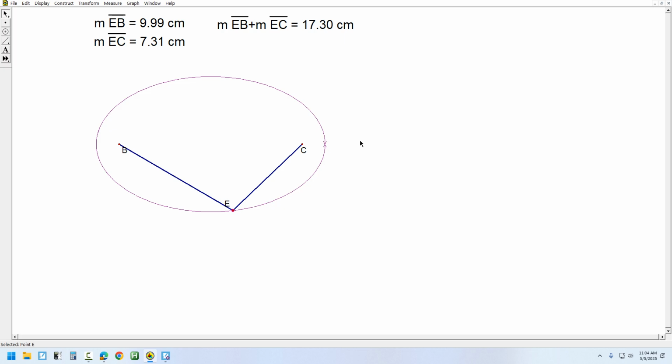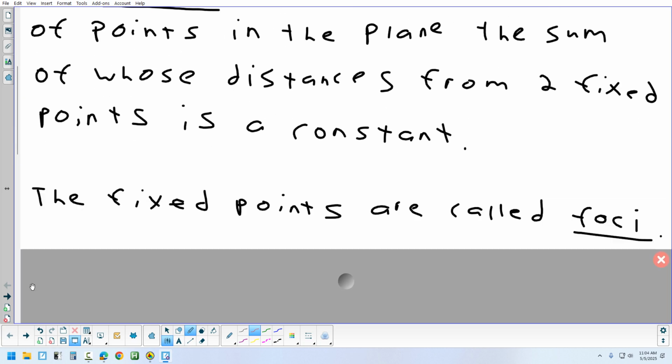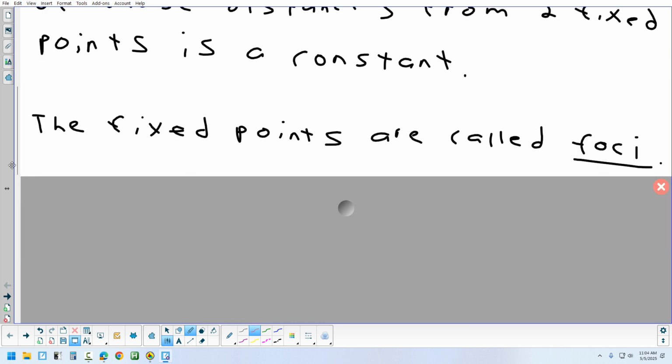Okay. So the closer that these 2 points start to get towards each other, the more circular it will become. And when they get right on top of each other, then it is a circle. The further apart you make B and C, the more elliptical the shape gets. Okay, those 2 special points that we were measuring the distance to in this picture up here, those are called the foci. Just a plural of focus. The foci are always inside the ellipse.